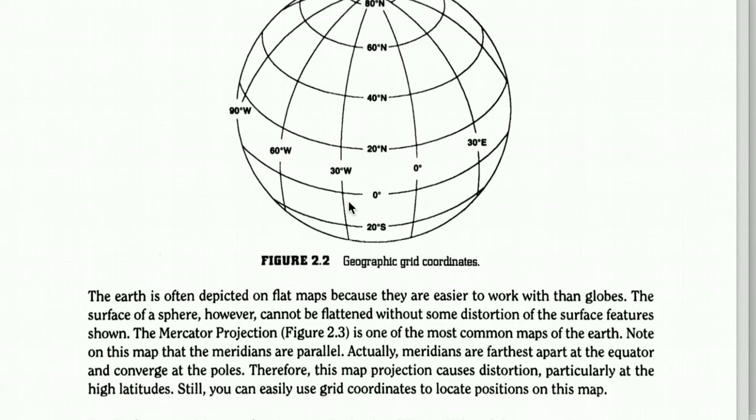The Mercator projection is one of the most common maps on Earth. Note on this map that the meridians are parallel. Actually, meridians are farthest apart at the equator and converge at the poles. Therefore, this map projection causes distortion, particularly at the high latitudes. Still, you can easily use the grid coordinations to see this. And we'll kind of learn about that.